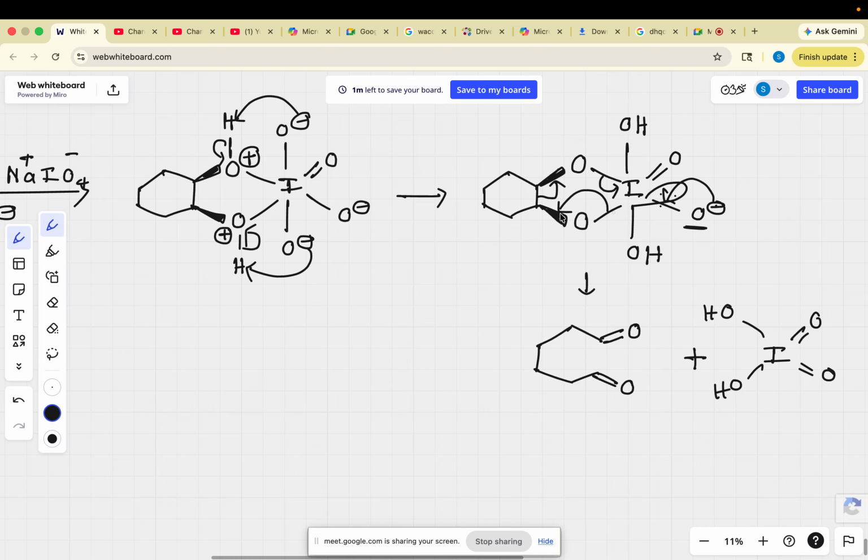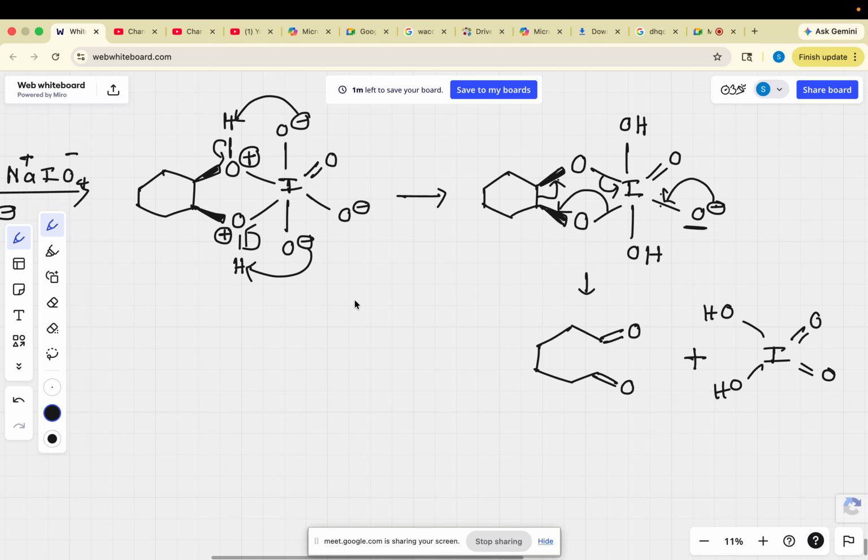So if it breaks, that means what? Electrons are coming to here, so that means this single bond is breaking now. Ultimately this single bond is also breaking. Okay, so it's a continuous process. It's not a stepwise process. Electrons are flowing from here to here to here to here. Clear?